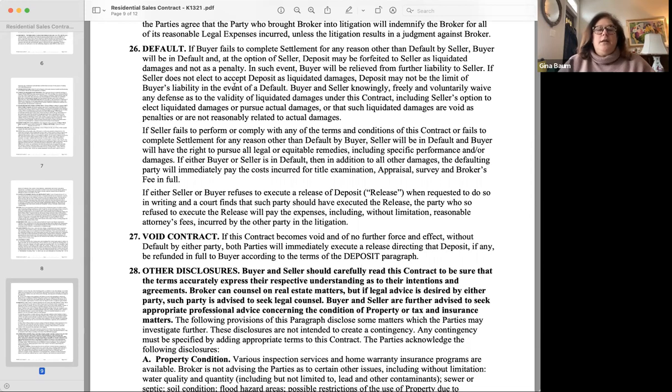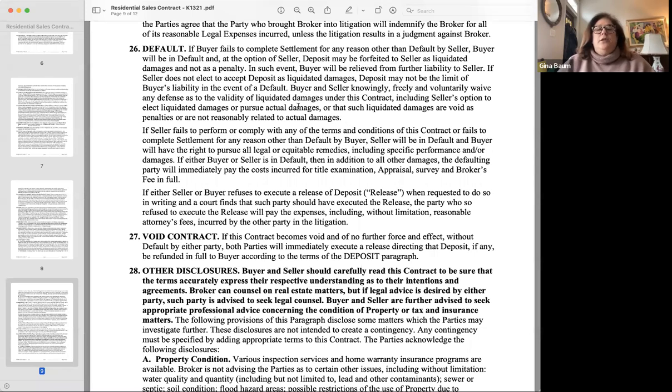If seller does not elect to accept deposit as liquidated damages, deposit may not be the limit of the buyer's liability in the event of a default. Okay, so the buyer and seller knowingly, freely, and voluntarily waive any defense as to the validity of liquidated damages under this contract. So basically what it's saying is if you guys agreed to use the EMD as damages, there is nothing further, even if their damages are more, the seller can do. The agreement has been made. They're going to accept the EMD as liquidated damages and nothing further can happen.